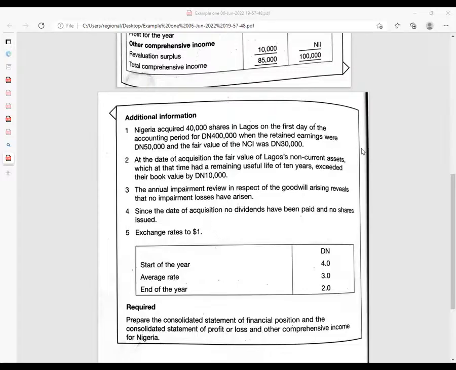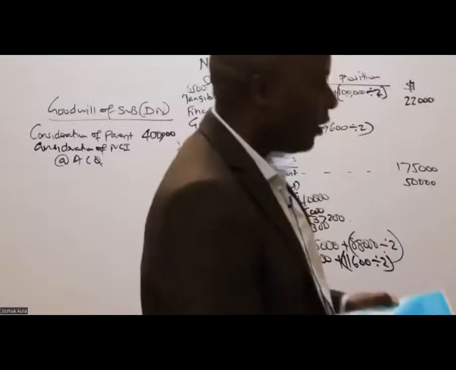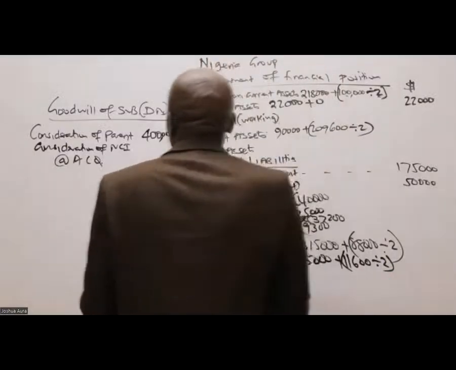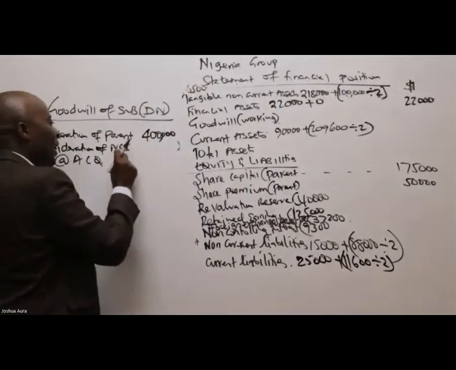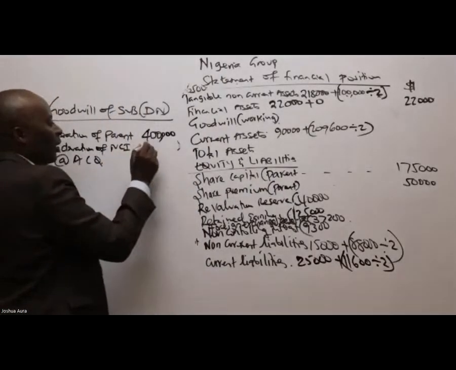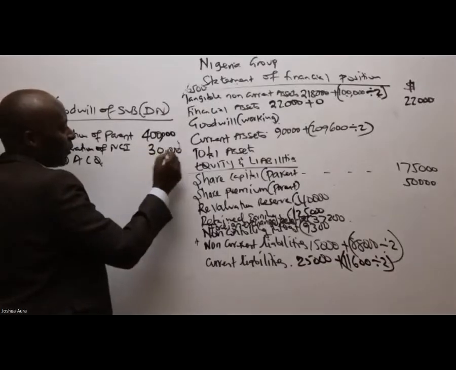The fair value, and so on. So you're told somewhere here that Nigeria acquired 40,000 shares in Lagos on the first day of the accounting period, when the retained earnings were DN 50,000, and the fair value of NCI was 30,000 DN. So everything is in terms of DN. Again, the consideration of the NCI at the date of acquisition is 30,000.